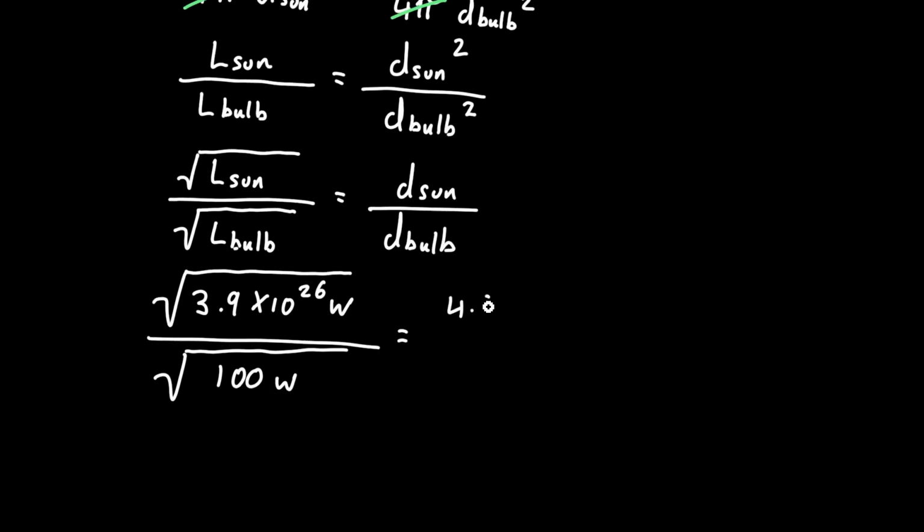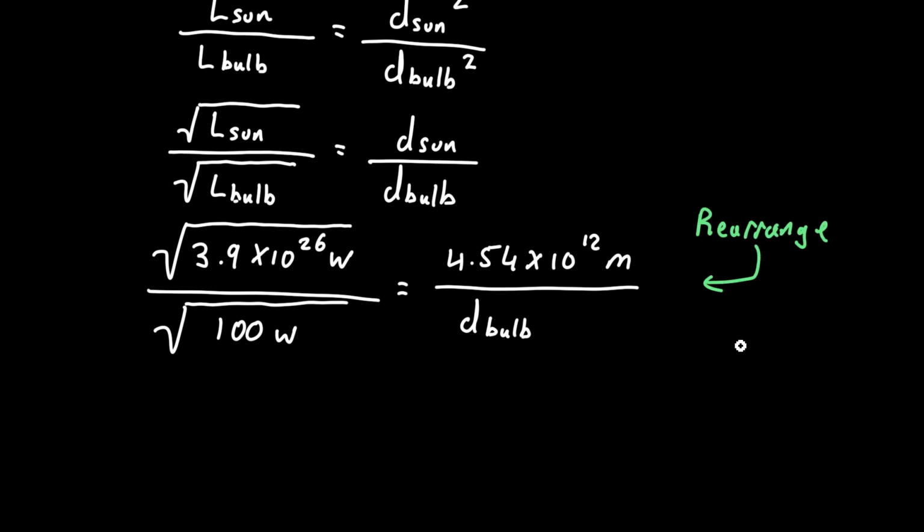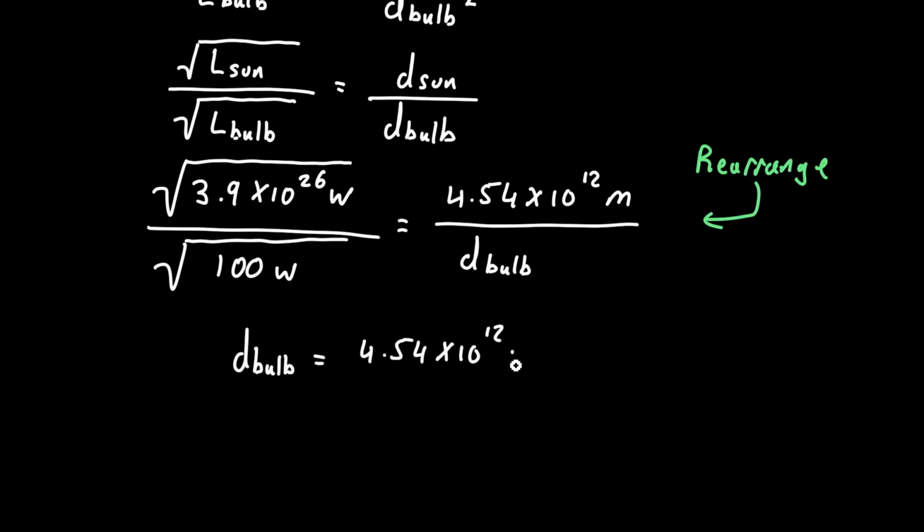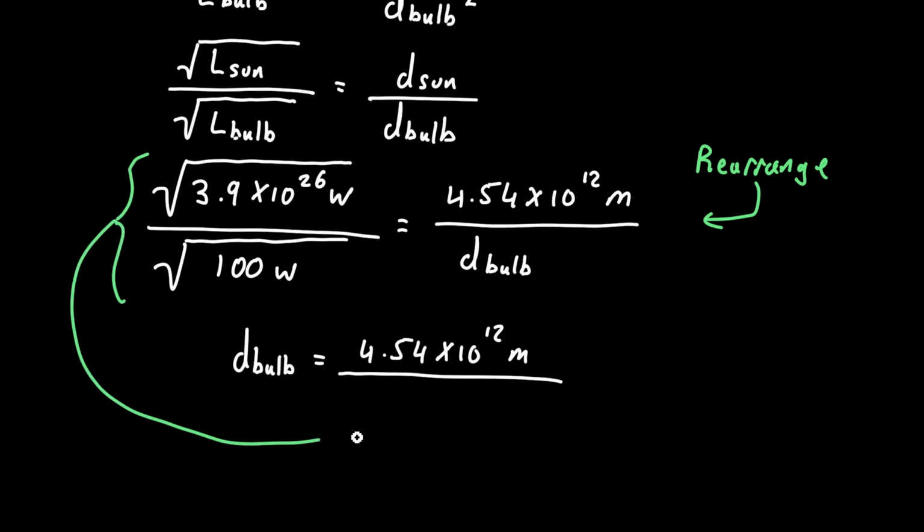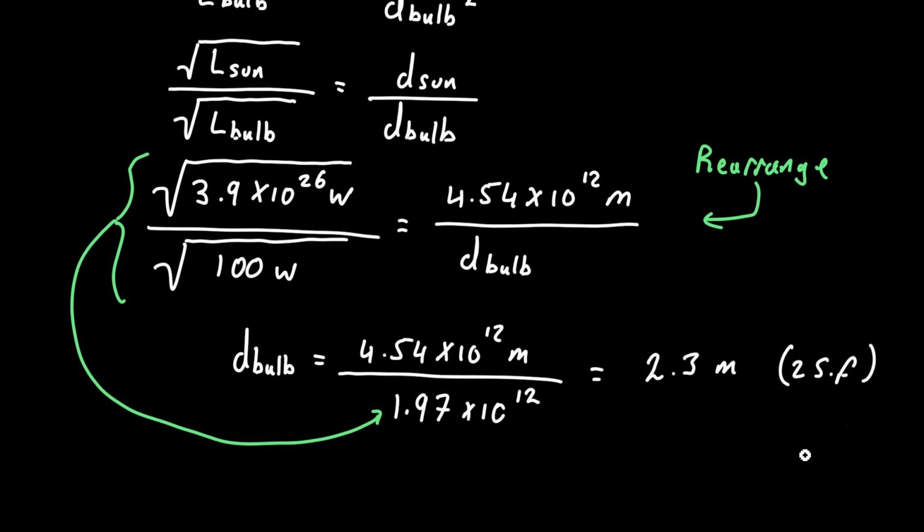And the distance from Neptune to the sun is 4.54 times 10 to the 12 meters. And finally, we can rearrange this equation to get the distance from your eye to a 100-watt light bulb for the flux intensity to be equivalent. And we get a value of 2.3 meters.